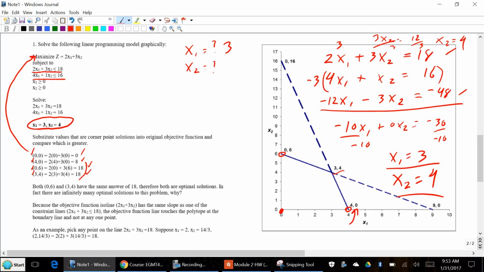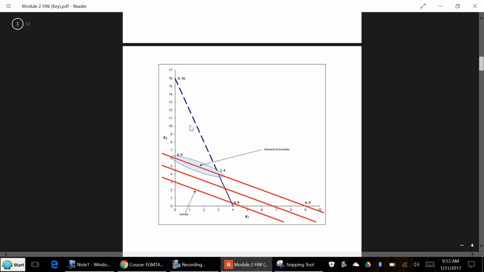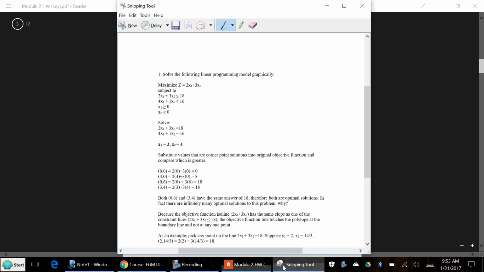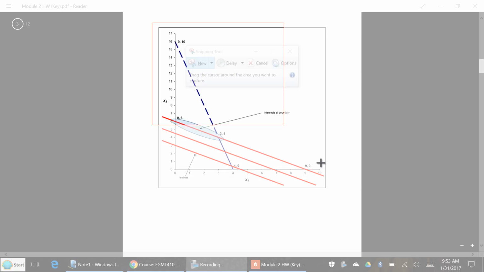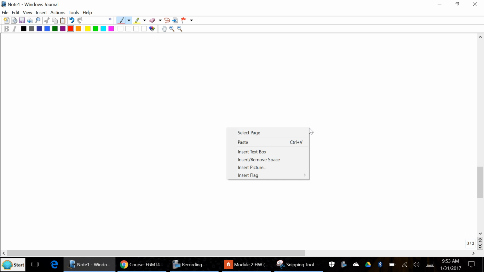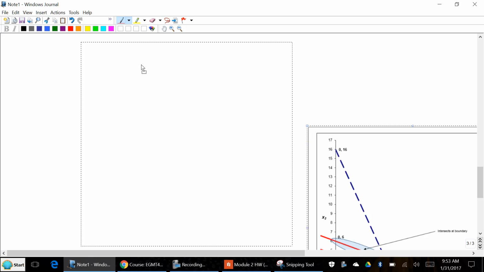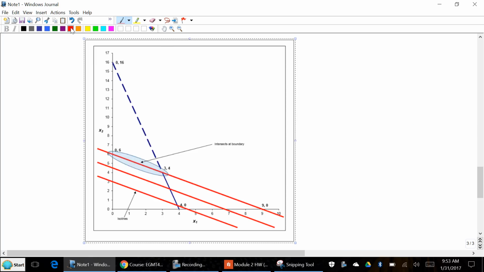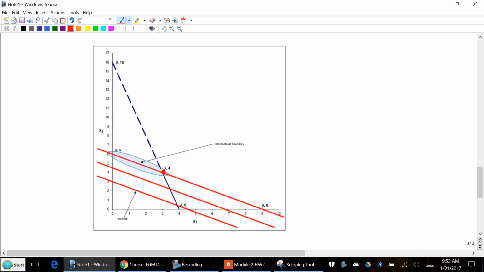So it looks like we have 2 solutions, which is actually what we have. Actually, we have more than 2 solutions. What this is telling us, when we look at this, is that this guy right here gives a value of 18, and this guy right here gives a value of 18.